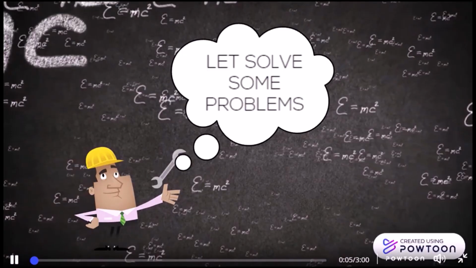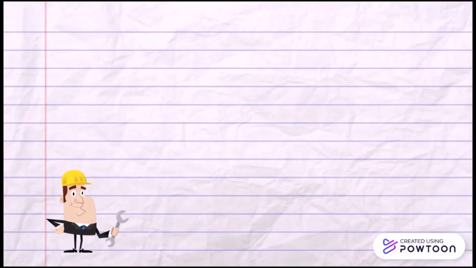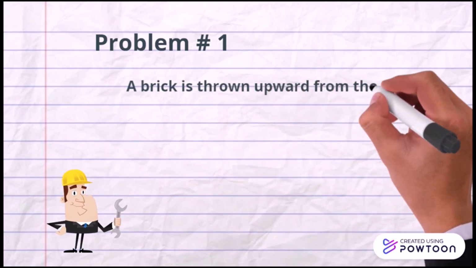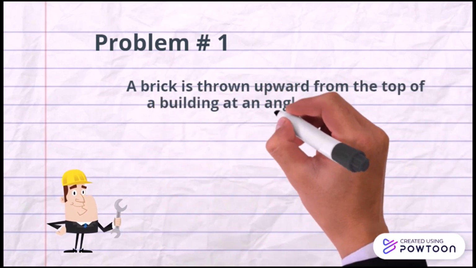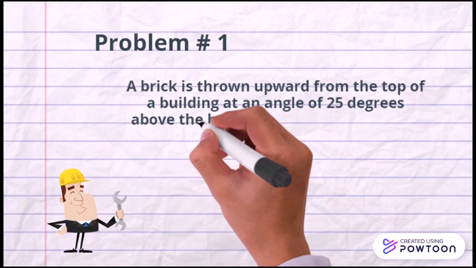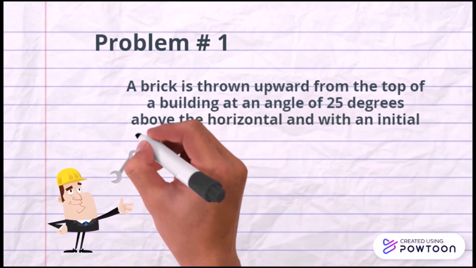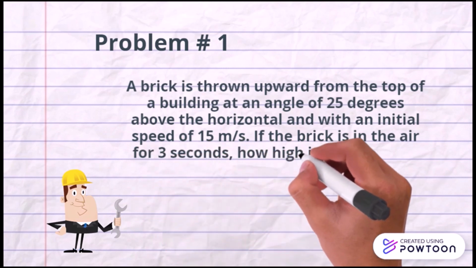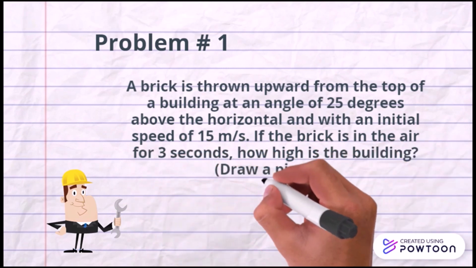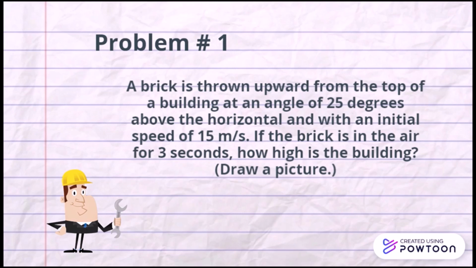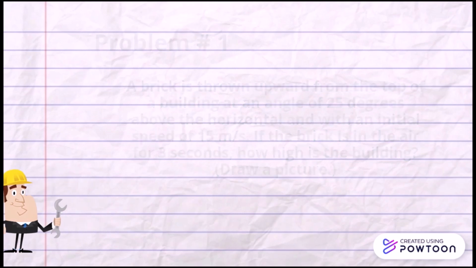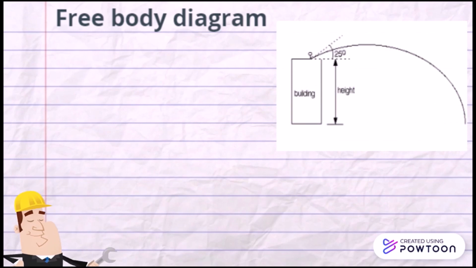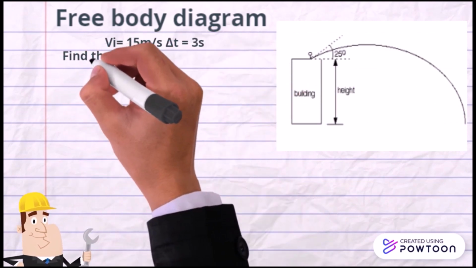Let's solve some problems. Problem number 1. A brick is thrown upward from the top of a building at an angle of 25 degrees above the horizontal and with an initial speed of 15 meters per second. If the brick is in the air for 3 seconds, how high is the building? Draw a picture.